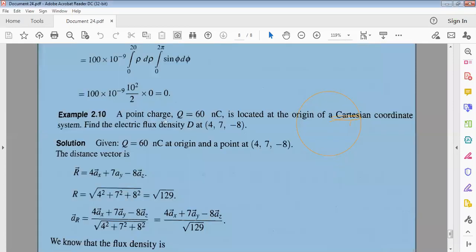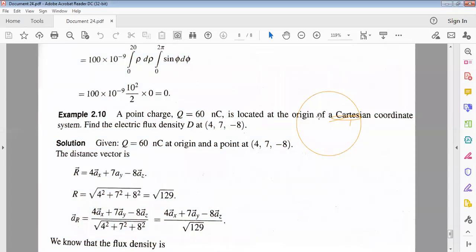See here, a point charge Q equal to 60 nanocoulombs is located at the origin of a Cartesian coordinate system. Find the electric flux density D at the point (4, 7, -8). What is the point charge given here? Q equal to 60 nanocoulombs. What is the distance vector? R equals 4ax plus 7ay minus 8az. That is the vector representation.